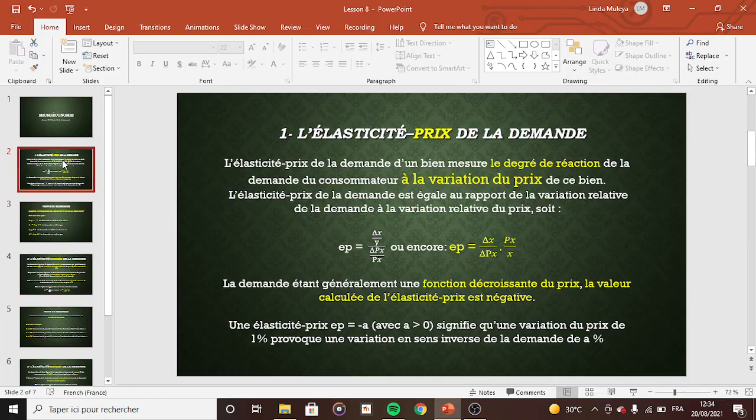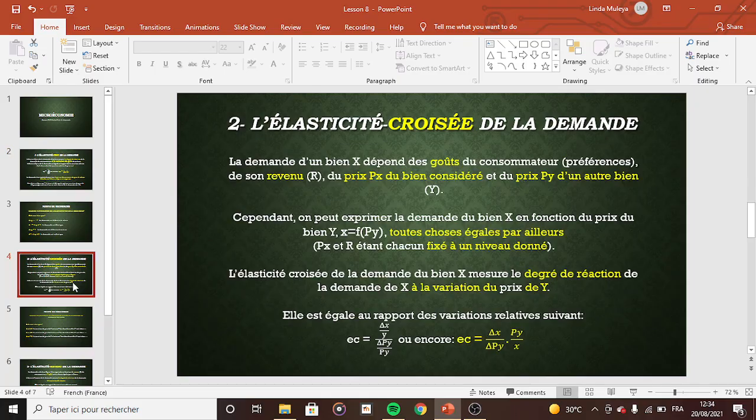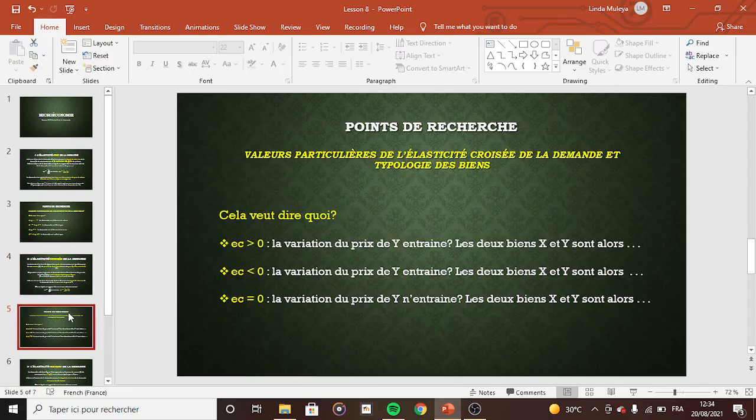So you see the difference. We've now put our focus on the price of Y, and that's what changes everything. So yeah, that's generally it for elasticity croisée. Again, some points of research, it's the very same thing. We have particular values for elasticity croisée in terms of demand.